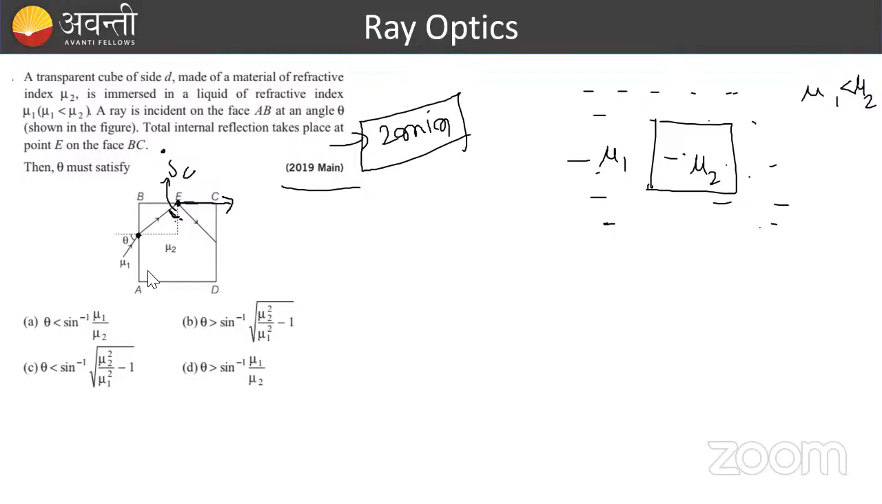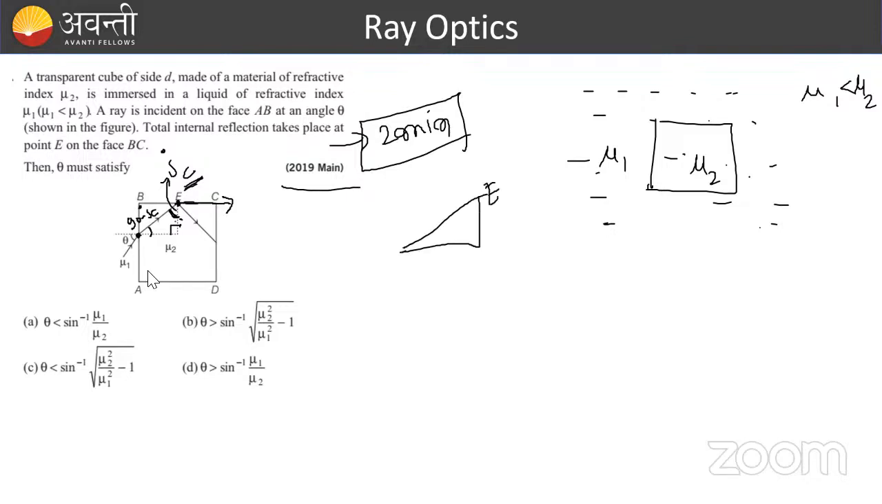So while solving, we always take the case of minimum. That is, for this angle, total internal reflection will start happening or it will graze the surface. So take this as IC. This is 90 and this angle is equal to 90 minus IC, because this is a triangle.